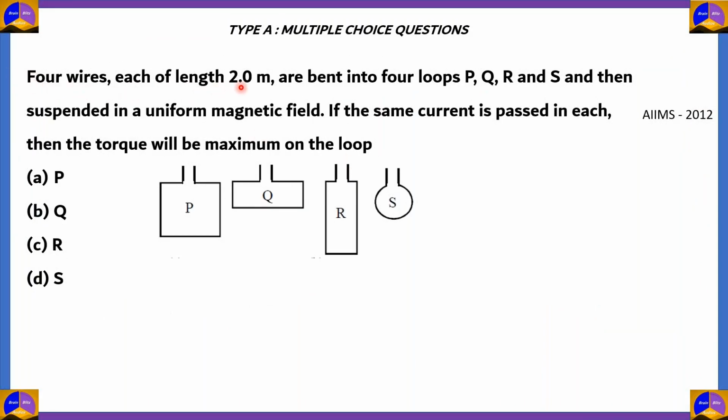Four wires, each of length 2 meters, are bent into four loops P, Q, R, and S, given below, and then suspended in a uniform magnetic field. If the same current is passed in each, then the torque will be maximum on the loop P, Q, R, or S. Well, we have a square, a couple of rectangles, and a circle, all of which have the perimeter or circumference as 2 meters.